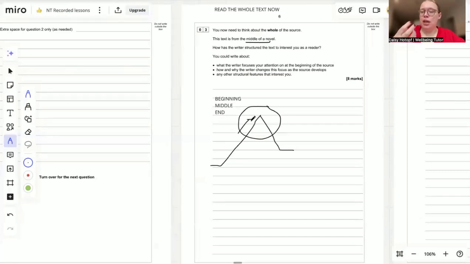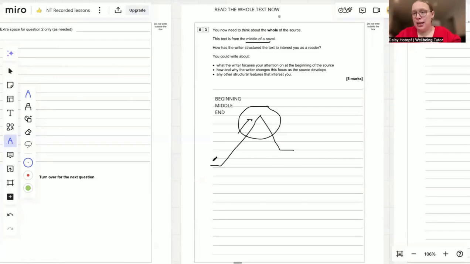How is that happening? If you're looking at the beginning or the end of the novel, you'll be thinking, how are they setting things up? How are they creating that interest at the beginning? Or how are they wrapping things up at the end? Or potentially at the end, there might be a cliffhanger, for example. So we're thinking about how a story works structurally.